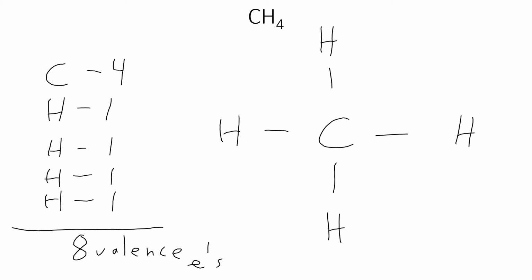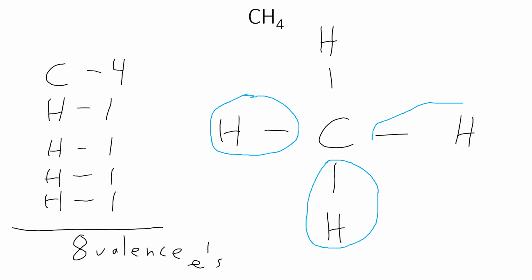Do we have an octet? Well, hydrogen doesn't follow the octet rule. Hydrogen follows what's called the duet rule. That's 2 electrons. Hydrogen on the left, it has 2 electrons, the 2 from the bond. Hydrogen on the bottom, again, won't have 8. Hydrogen follows the duet rule, has the 2 from the bond. It's good. Hydrogen on the right has the 2 from the bond. It's good. Hydrogen on the top has the 2 from the bond. It's good. So our hydrogens are okay.